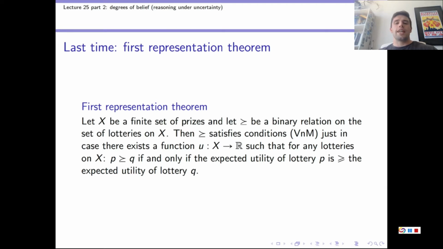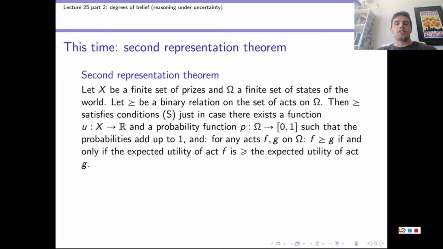Now though, we're not talking about lotteries anymore, we're talking about acts, and there is a corresponding representation theorem which we'll call the second representation theorem. And that says this. Let X be a finite set of prizes and omega be a finite set of states of the world.